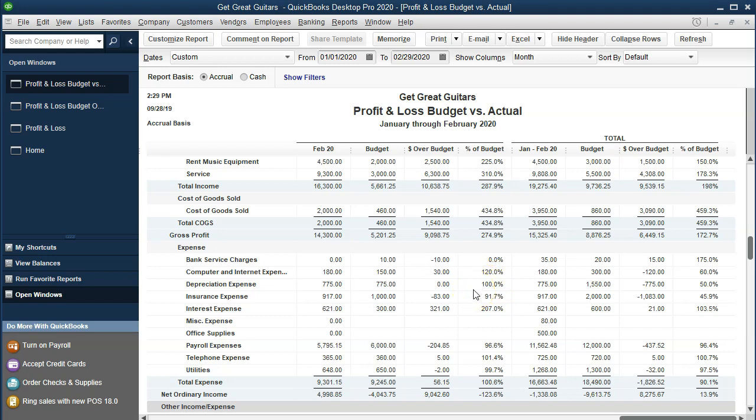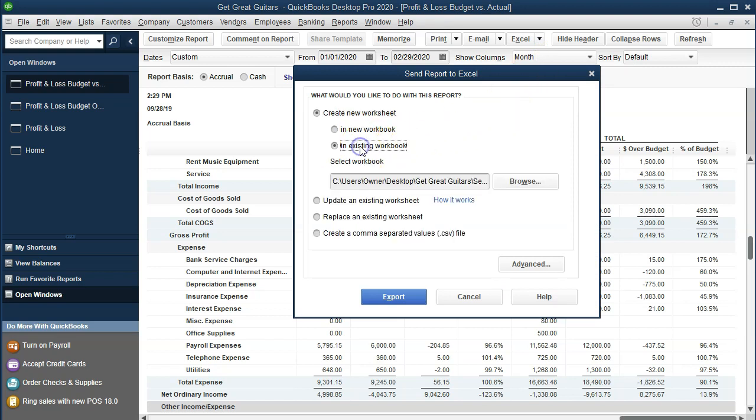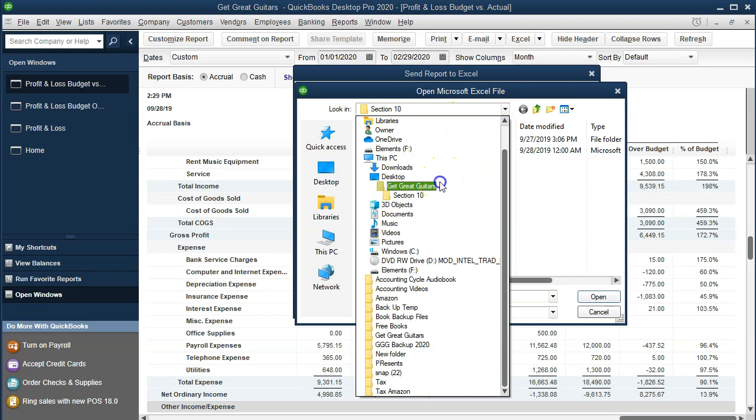So let's do the same process with the profit and loss budget versus actual. Actually, I'm going to go to Excel up top. We're going to create a new worksheet. We're going to take this to an existing workbook this time, however. Existing workbook. Let's go ahead and browse to find that workbook. We're then going to go to the drop down. We want to be in Get Great Guitars.